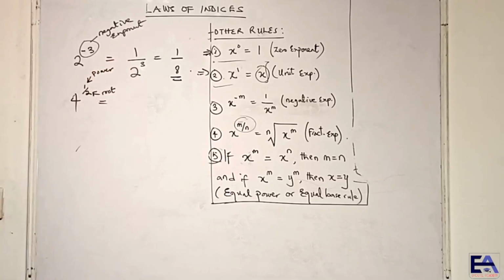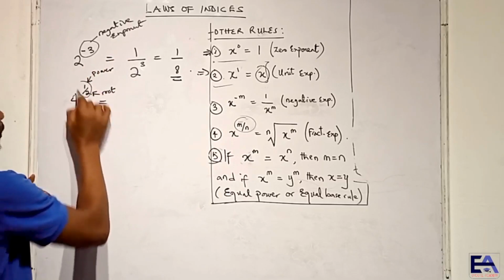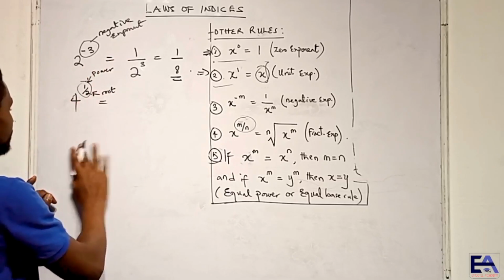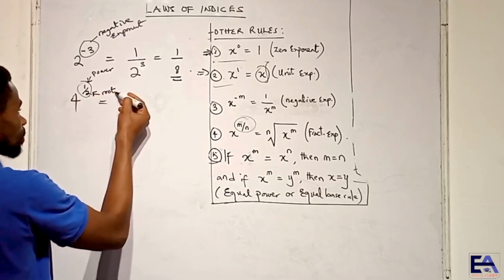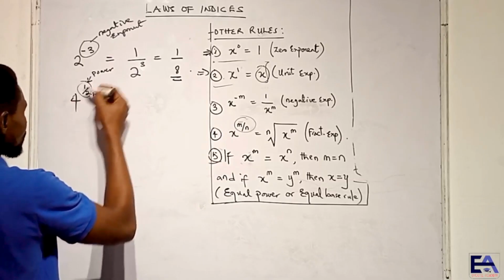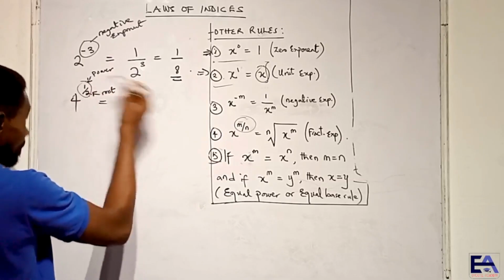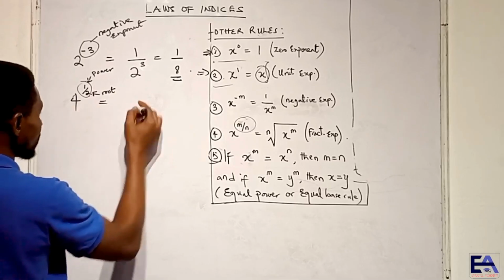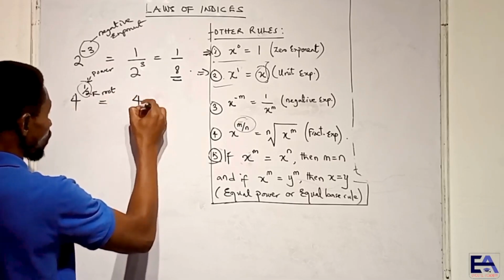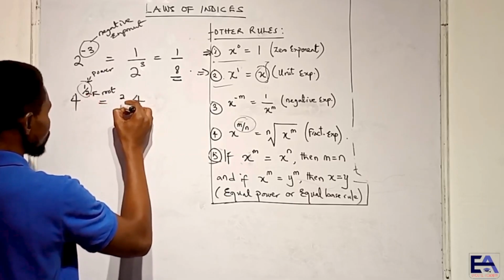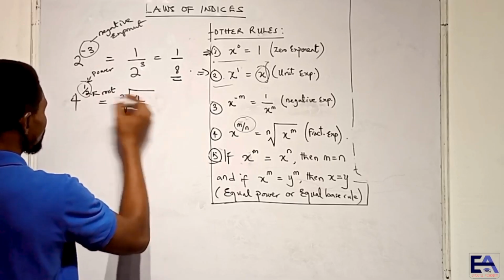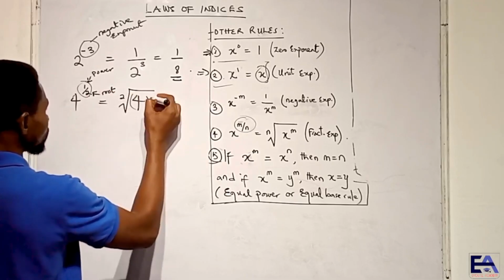So whenever we have a power that is fractional, we are going to have the denominator of that power forming a root and the numerator of that power forming a power over the base. Which means it's going to give us 4 as the base, then we have 2. So that's the square root of 4 raised to power 1.